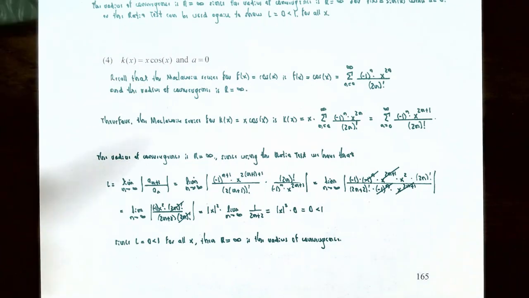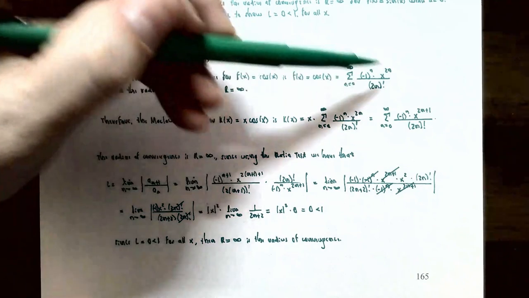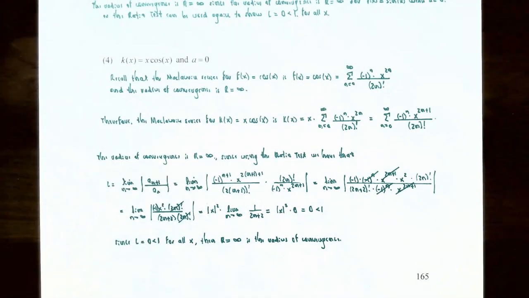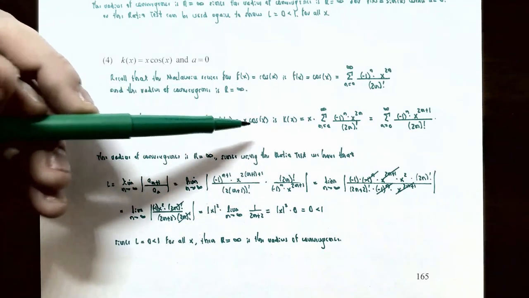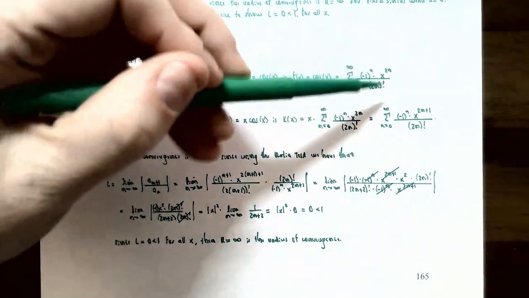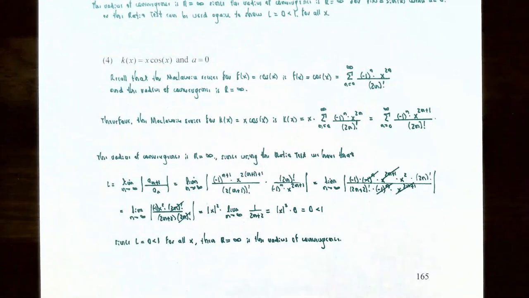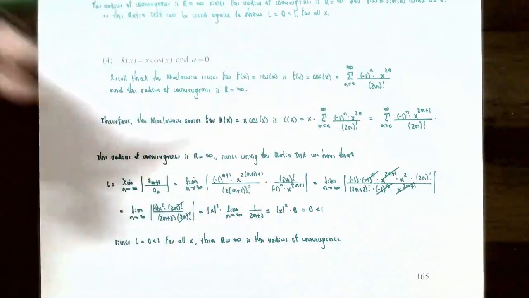The function k of x is actually x times cosine of x. So if you take this power series for the cosine function and multiply by x, you can find a power series for the function x times cosine of x. So k of x will be x times the power series for cosine, because we know that this power series, or Maclaurin series, converges to the cosine function for all x values.